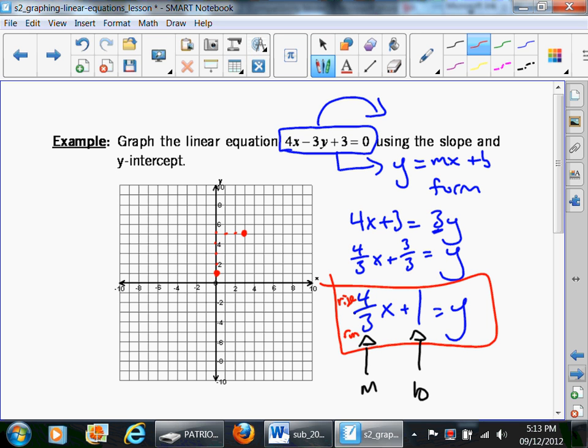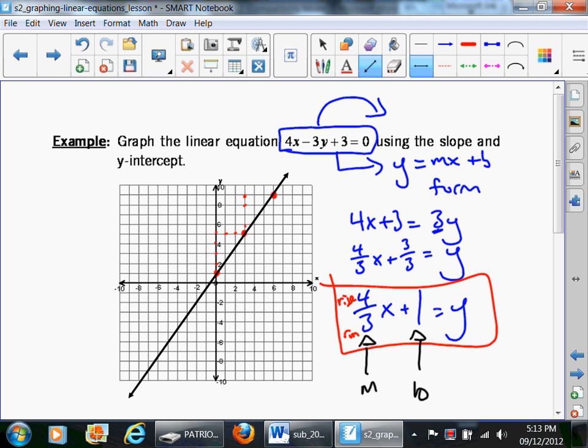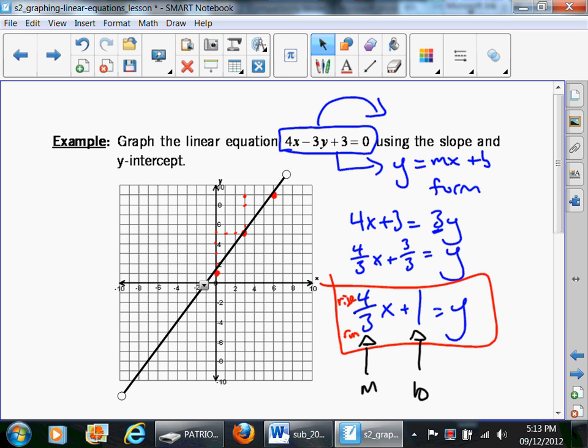And I can do that again if I want to generate a third point. 1, 2, 3, 4. 1, 2, 3. Here's my third point. So now I have 3 points on the line. I get a straight edge, and I draw a straight line through those points, like so. And there we go. That's how we graph the line 4x minus 3y plus 3 equals 0.